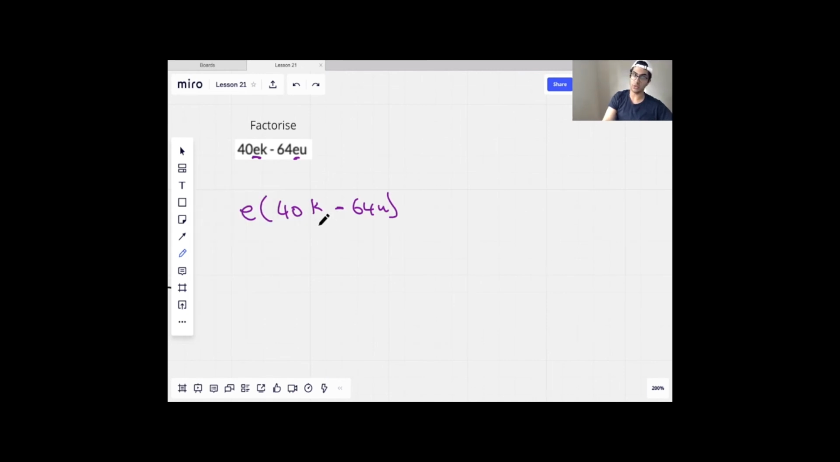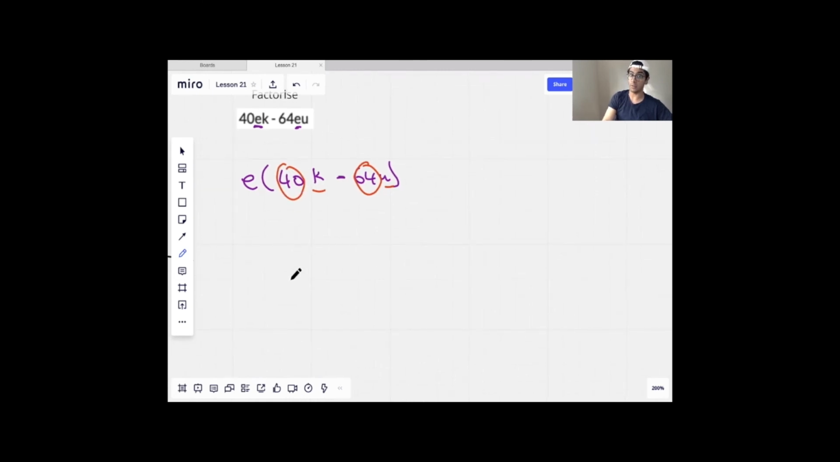So the variables, there's no common factors, nothing common between K and U. So let's look at the coefficients, these numbers in the front here, 64 and 40. Okay, well, I can tell they're both even. And on top of that, I think I can actually tell that they're divisible by 4. So 40, of course, is divisible by 4. That's 4 times 10. So why don't we write that?